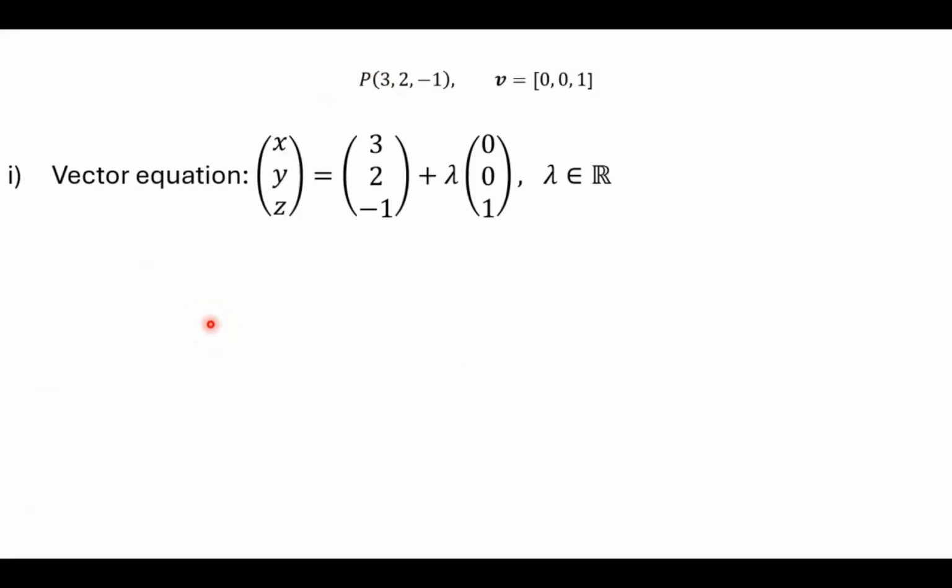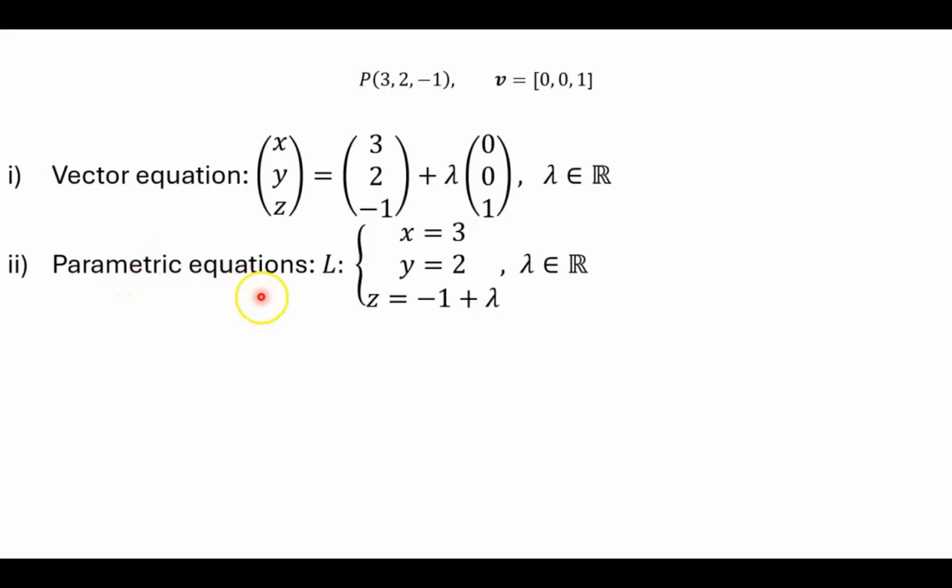Following from our previous slide, we have the known point is this one, and the direction vector is this one. So we can write down the vector equation. x, y, z equals the position vector of the known point, which is 3, 2, -1 in this case, plus lambda times the direction vector. And also you need to write lambda is a real number at the end. For the parametric equations, it's easy in this case because as you can see, x is just equal to 3 plus 0 lambda. And obviously you don't need to write the 0 lambda. You just write x equals 3 and y equals 2. For z it is -1 plus lambda.